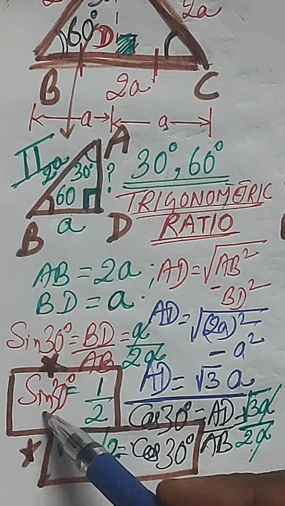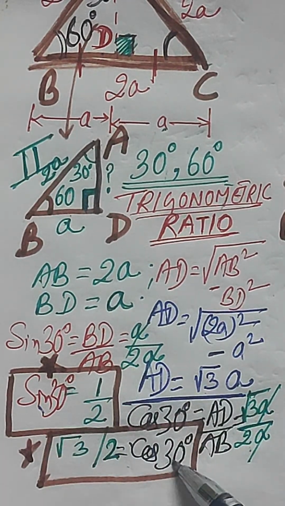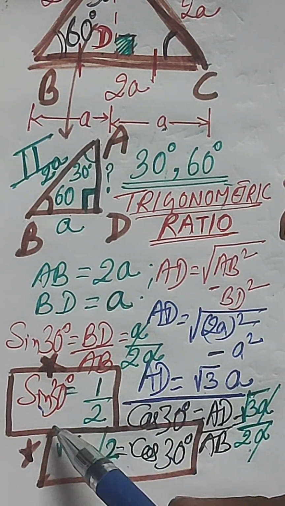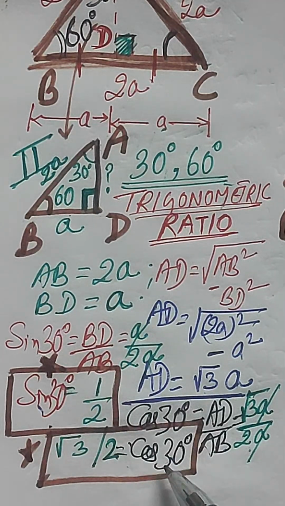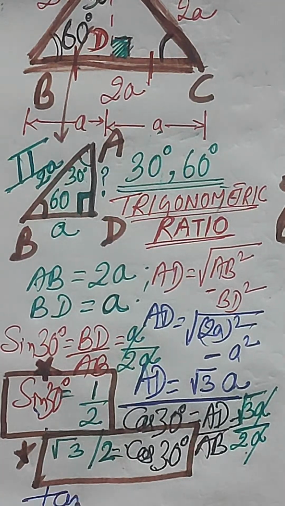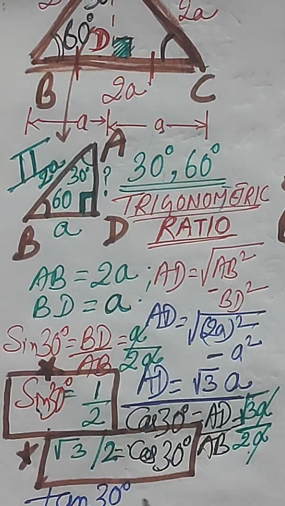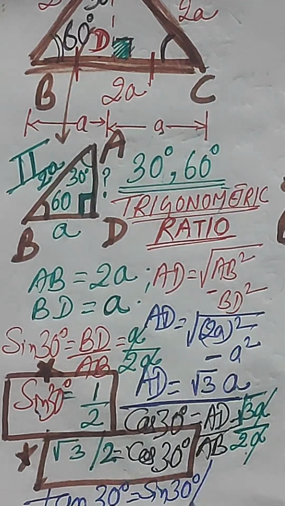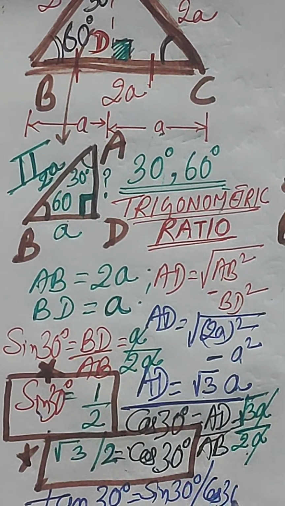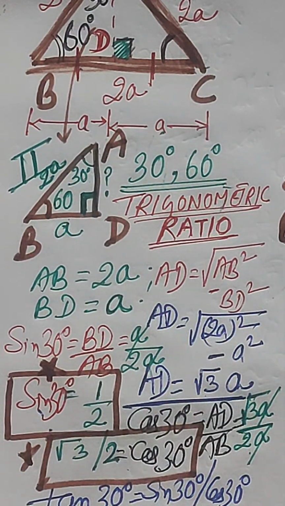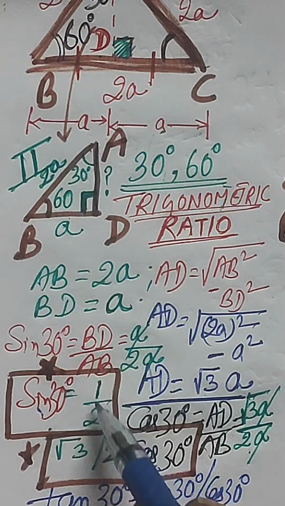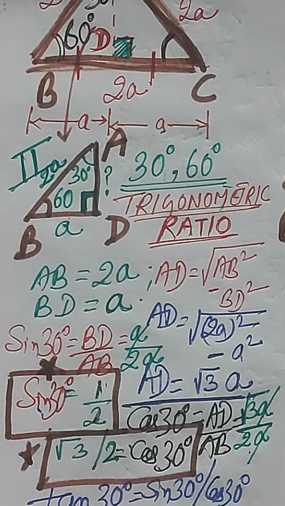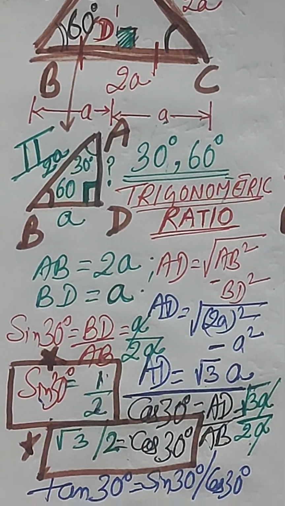So we calculated sine 30 degree and cos 30 degree. And definitely if we know the value of sine 30 degree and the value of cos 30 degree, we can easily calculate tan 30 degree. Tan 30 degree is nothing but sine 30 degree divided by cos 30 degree. And what is the value of sine 30 degree? It's 1 by 2, right? So just put up the value over here.